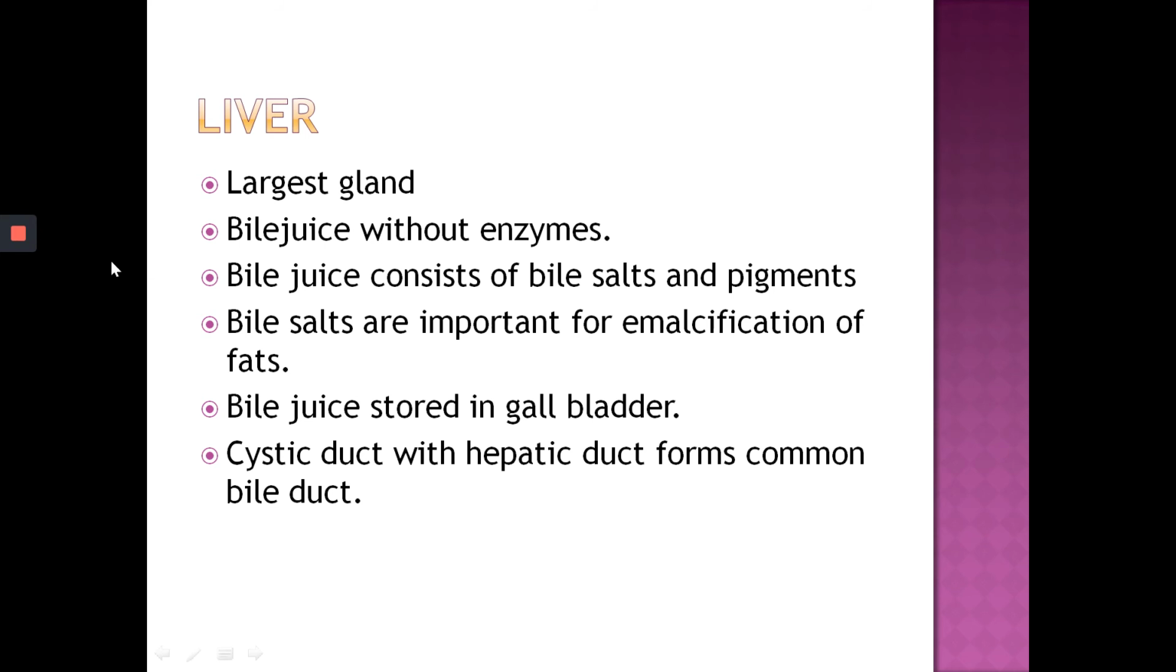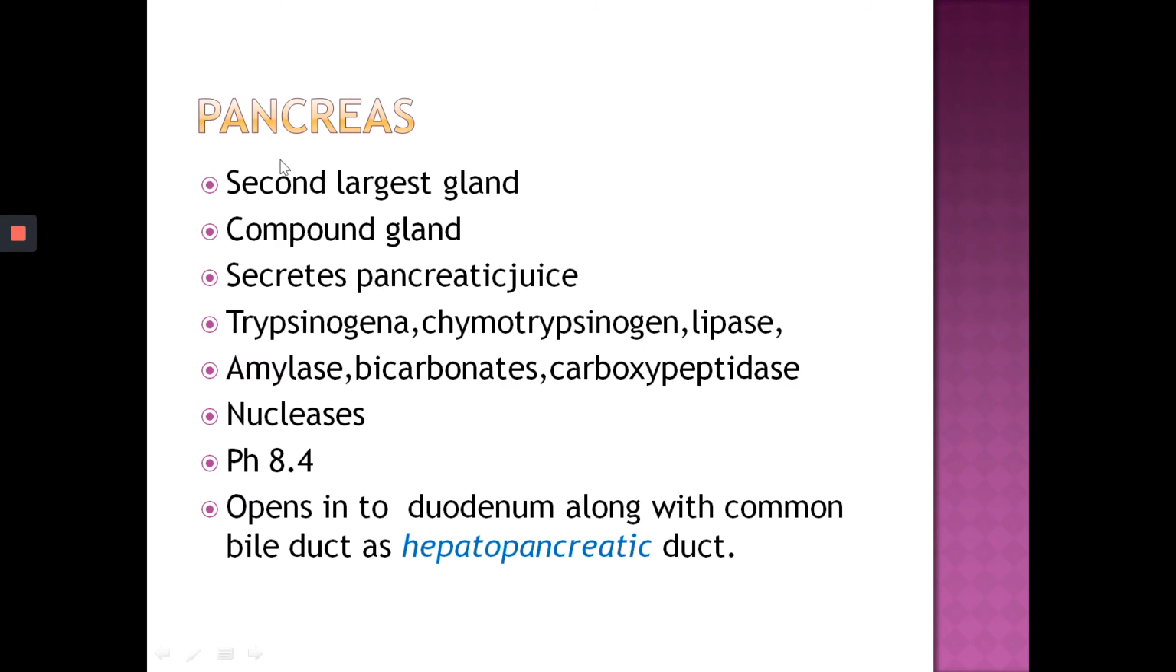So next, we move to our digestive gland, that is the pancreas. This is the second largest gland in the human body. The largest gland is the liver, then the second largest is the pancreas. The pancreas is a compound gland, or it is also known as a mixed gland.